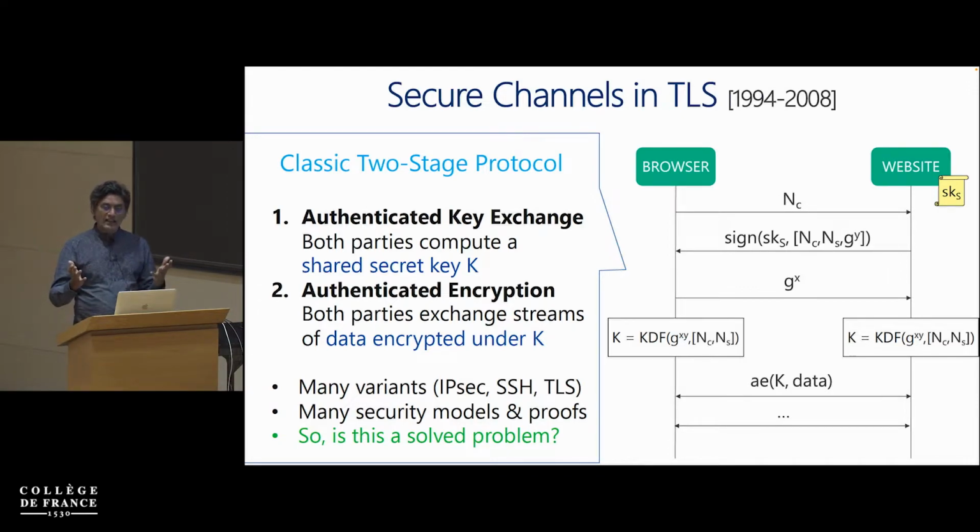Once I have this key K, I go into stage 2, where I send a stream of data to the server, and the server may be sending a stream of data to me. I want both these streams of data to be protected under this key. And there are many, many variants of this. One variant is implemented in IPsec, another in SSH, and TLS implements a third variant. And all of these variants have proofs. There is a long history of proofs.